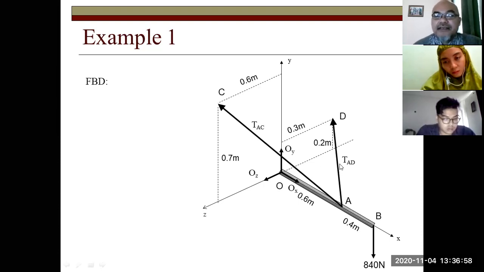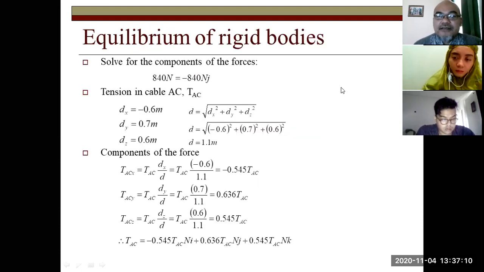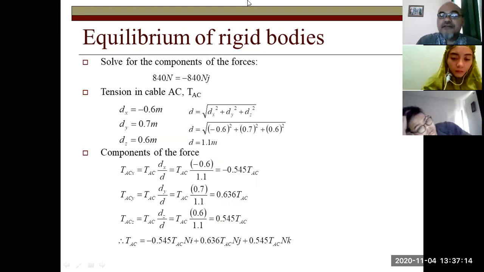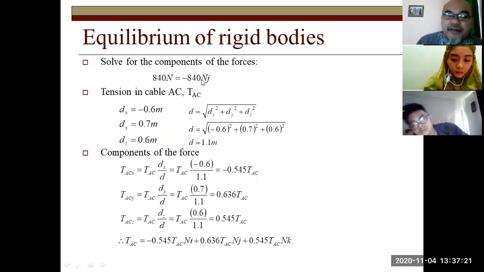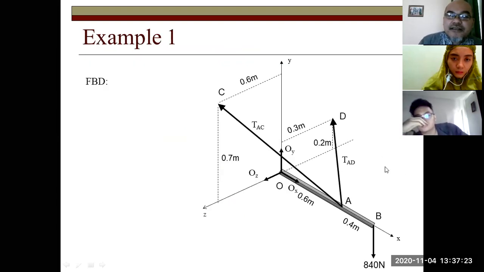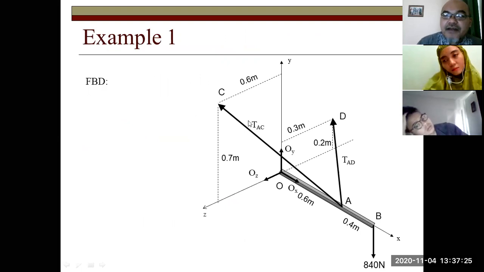Then we have TAC and TAD, the ones that are the questions. You have to draw this correctly, otherwise you cannot solve it mathematically or analytically. After this, find the force first. It's only vertically downward, so we know that it is 840 Newton and negative J, right? Negative 840 Newton J.